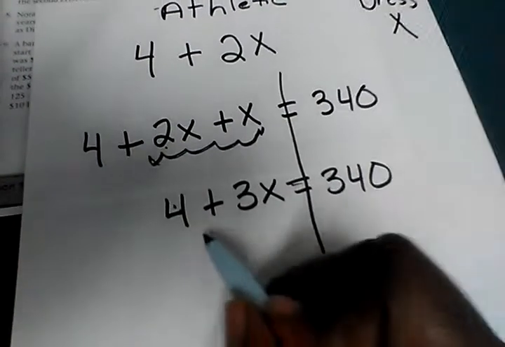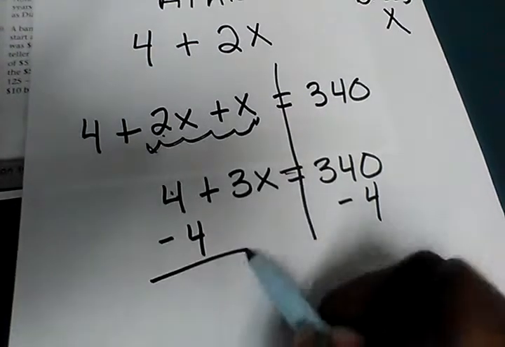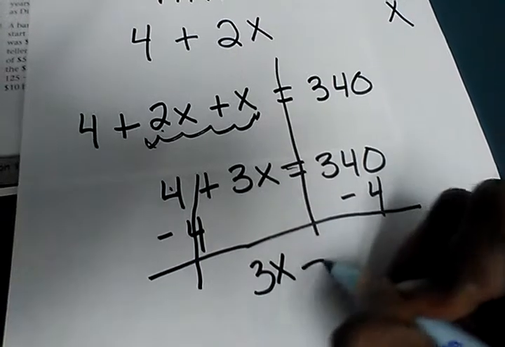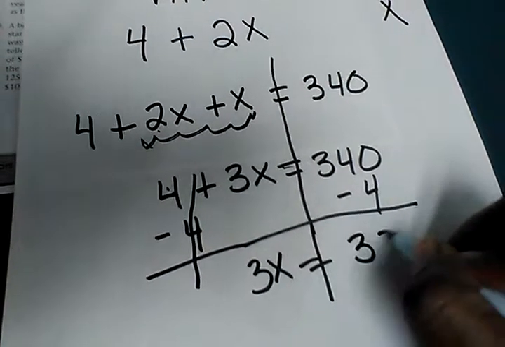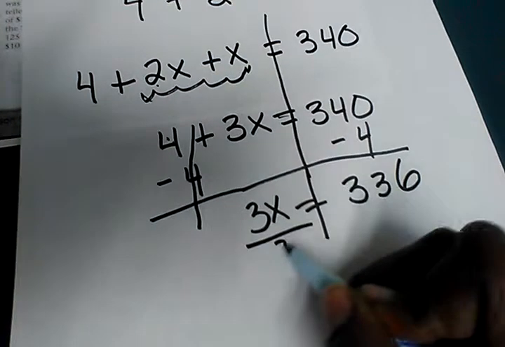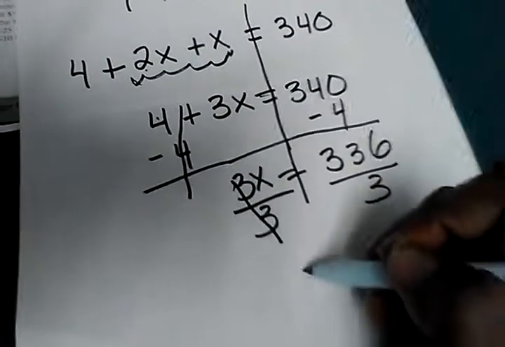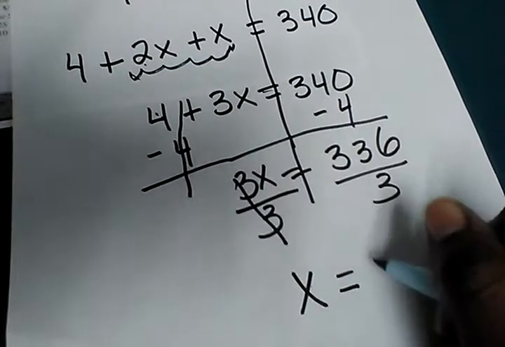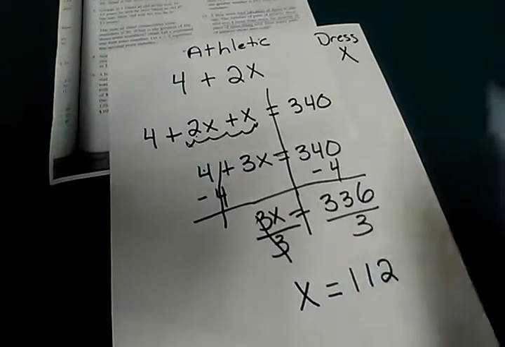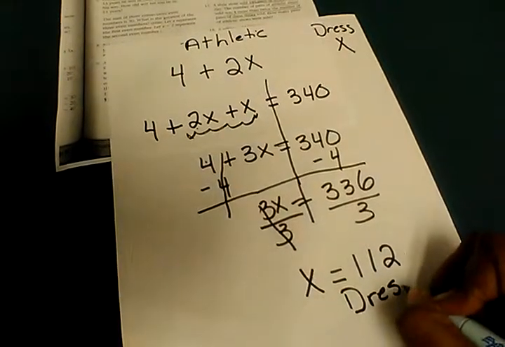Still not done. I would subtract 4 from both sides. This cancels, so 3X equals 336. Still not done because I need to divide by 3. This cancels, so X has to equal 112. Well, what is X equal again? X is dress shoes. So my dress shoes is 112.